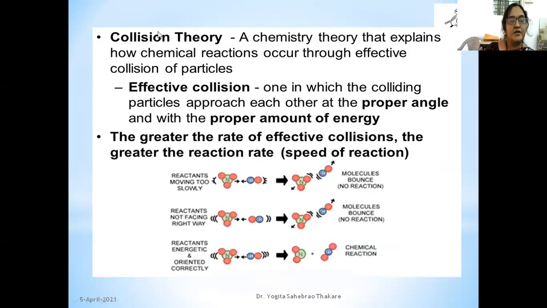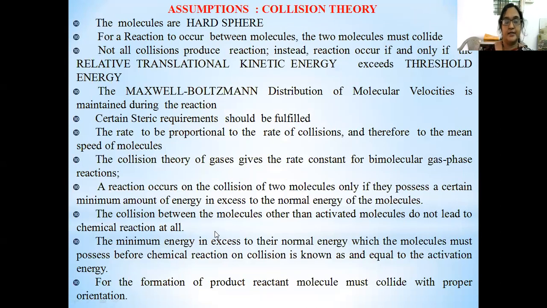Now, according to the collision theory, only the effective collision gives the product. What is an effective collision? It is a collision in which the colliding particles approach each other at the proper angle and with the proper amount of energy, which gives rise to the product. There are some assumptions of the collision theory, which are very important when you solve MCQs during your university examination. So what are the assumptions of the collision theory?